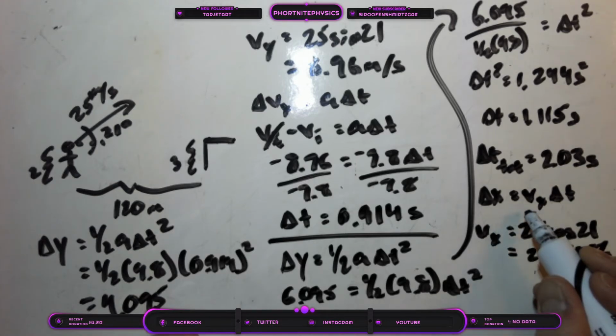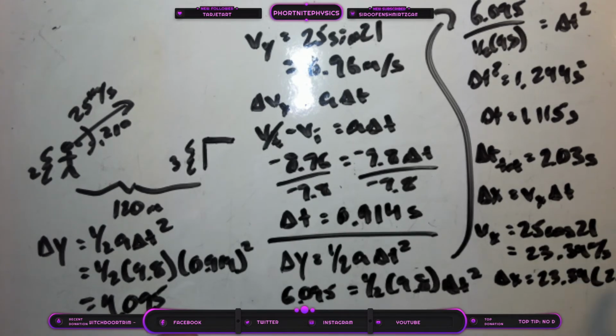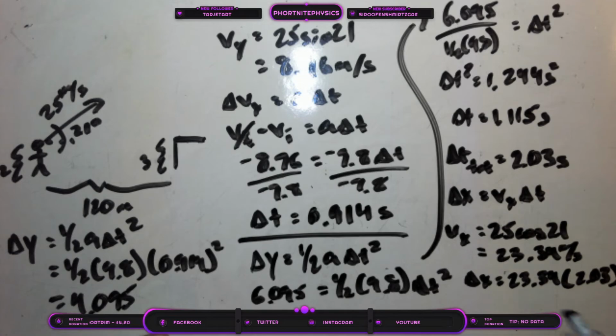And if we plug it back into this equation up here, we have our delta x is equal to 23.34 multiplied by our 2.03 seconds, which gives us 47.36 meters. So more or less, Alex Bregman hits it just out of the infield, probably good enough for a hit, but not good enough for a home run.